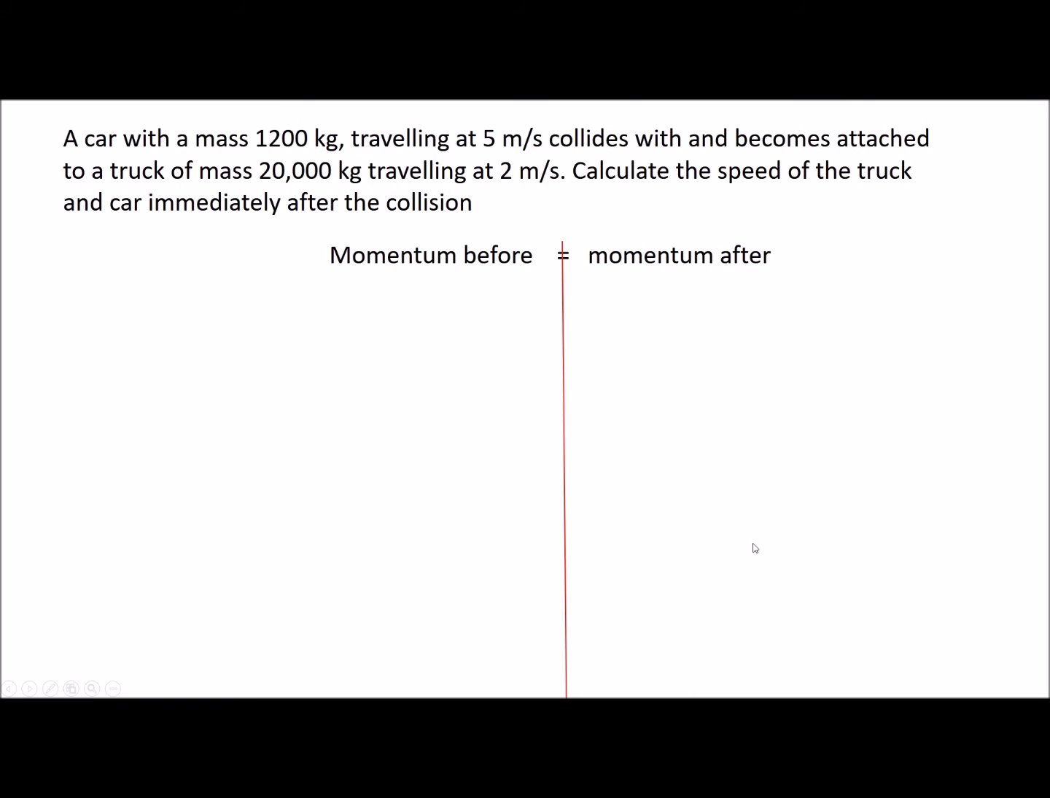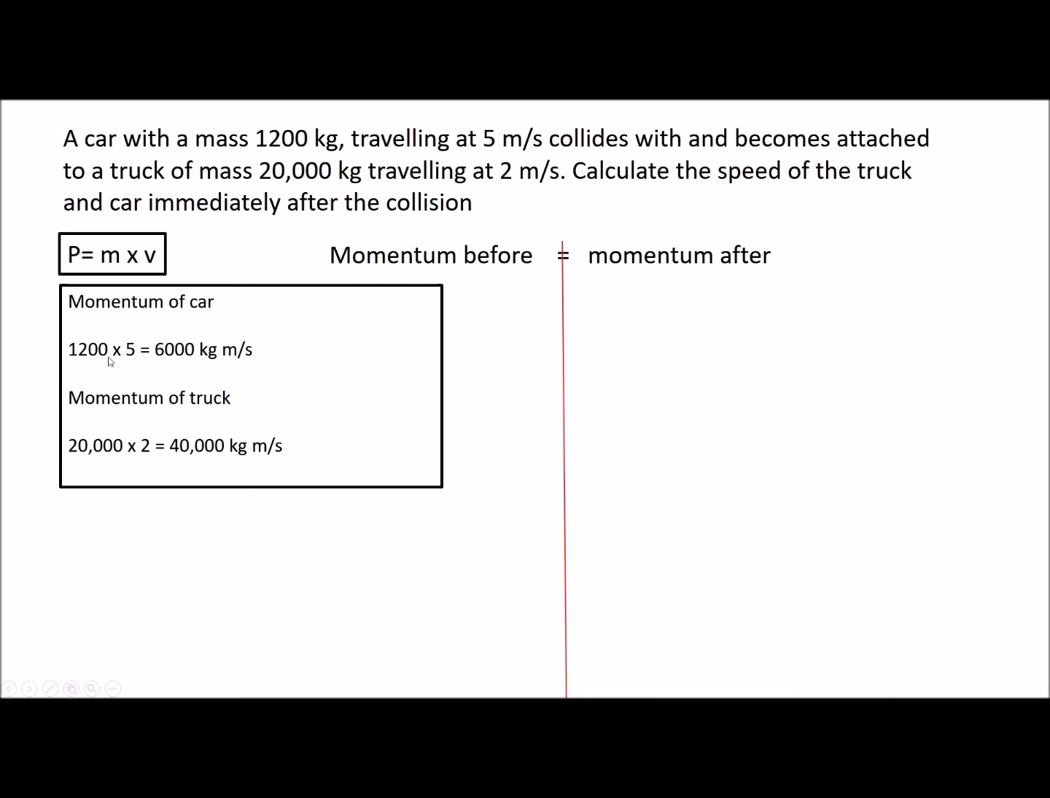So we're going to start off by first of all calculating the momentum of the car and truck separately. For the car we'll do 1,200 kilograms times 5 meters per second, and that gives us a momentum of 6,000. We do the same thing for the truck, and that gives us a momentum of 40,000. We now need to work out the total momentum, so just add those up and we get 46,000 kilogram meters per second. Because we said that the momentum before an event is equal to the momentum after an event, that means the momentum after the event is also going to be 46,000 kilogram meters per second.